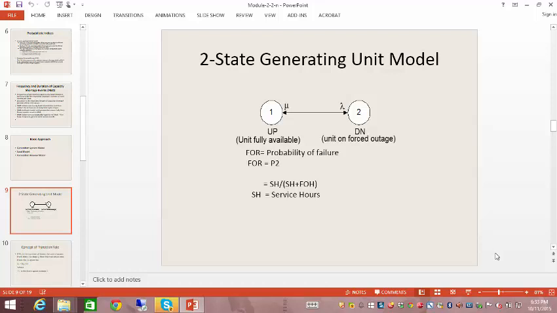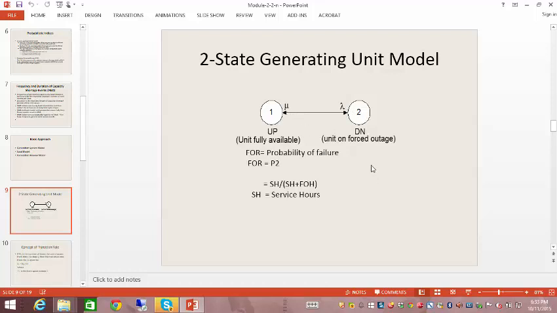For the adequacy calculations, the two models which are most frequently used are the two-state generating unit model and the three-state generating unit model. In the two-state model, we have the up state and we have the down state. The down state is also called the forced outage state, and in the up state the unit is fully available. So this is the failure rate, this is the repair rate.